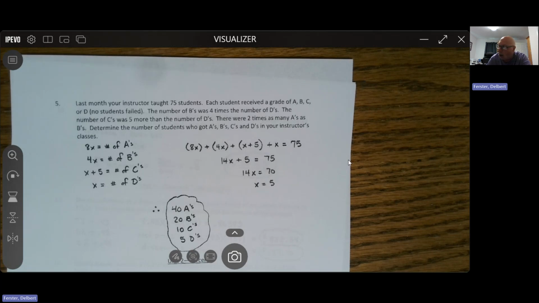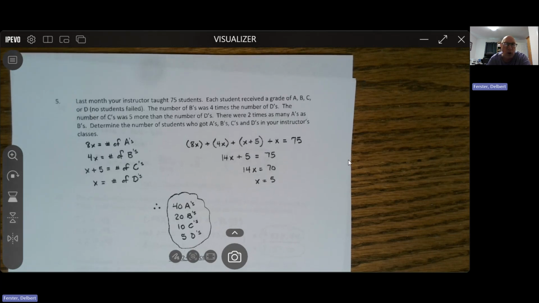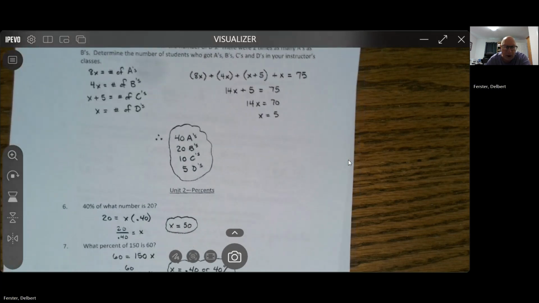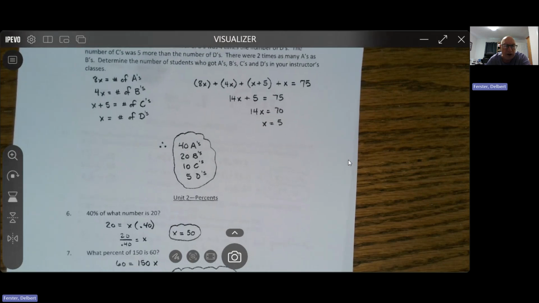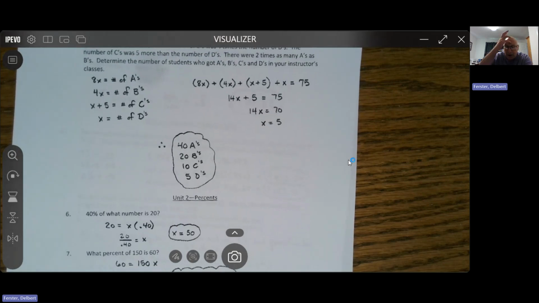And that, my friends, wraps the solutions to Unit 1. Here comes Unit 2. We'll play with percents. If you like to set it up in terms of the part, the percentage, and the base, that's what you're going to see here. 20 represents the part. X represents the base, the number we're looking for, and 40% shows up as 0.40.